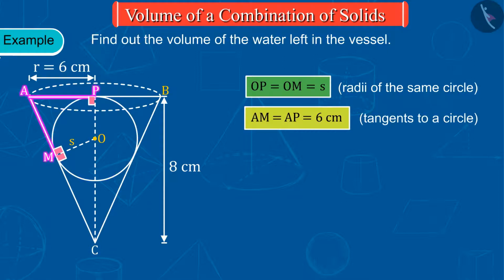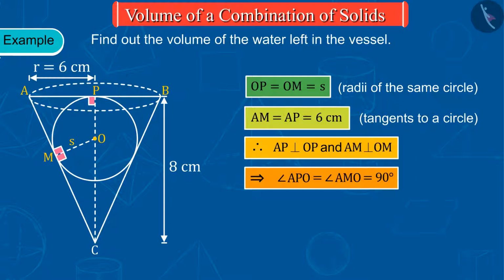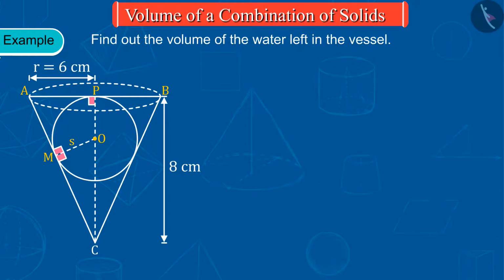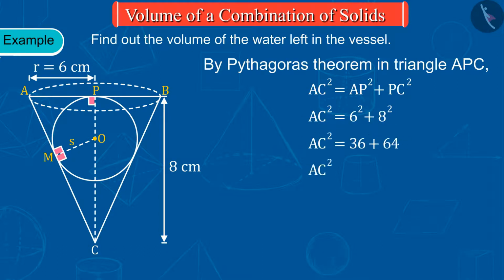You must remember that the tangent to a circle is perpendicular to its radius. Therefore, AP and OP, and AM and OM will be mutually perpendicular. Now, by Pythagoras' theorem in triangle APC, we get AC equals to 10 centimeters.